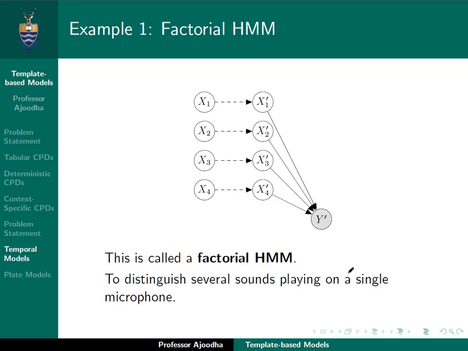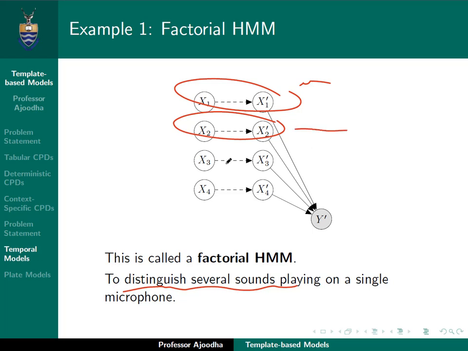So there are several examples of where we use this. Here's an example of a factorial HMM, an HMM, which is what we call a hidden Markov model. And this hidden Markov model is used in practice to distinguish several sounds playing on a single microphone. So this is an example of a bird, maybe. This is an example of a guitar. This is an example of a person speaking. Here's another person speaking. And this is the microphone. And so what happens is that this HMM actually learns how to separate these different voices using some probability distribution.